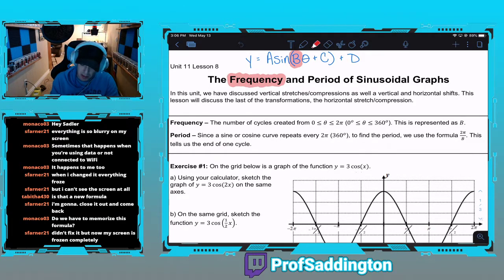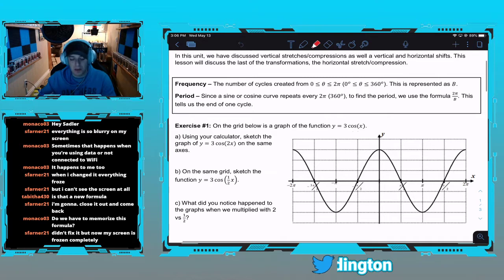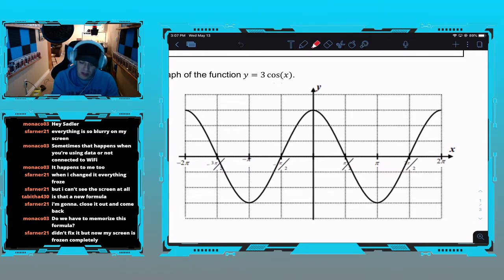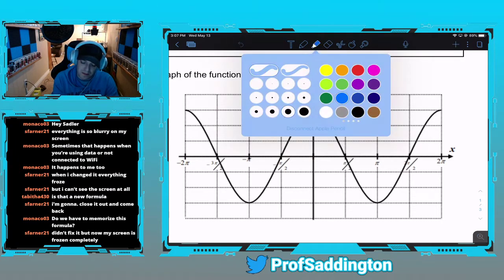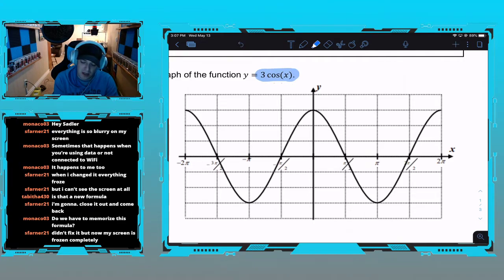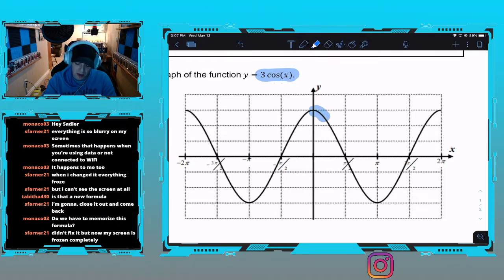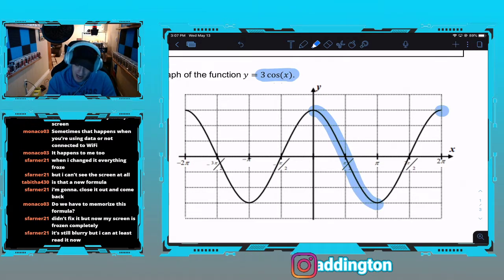So frequency is the number of cycles. It's how many curves we're going to have. So I'm going to come down to the picture and I'll explain the frequency based off this specific graph so it will make more sense. When you count frequency, the number of cycles, you are just looking at the positive side. Since this is a cosine curve, this has 3 cos x, we're looking at the positive side of the graph to see how many cosine curves are over here.